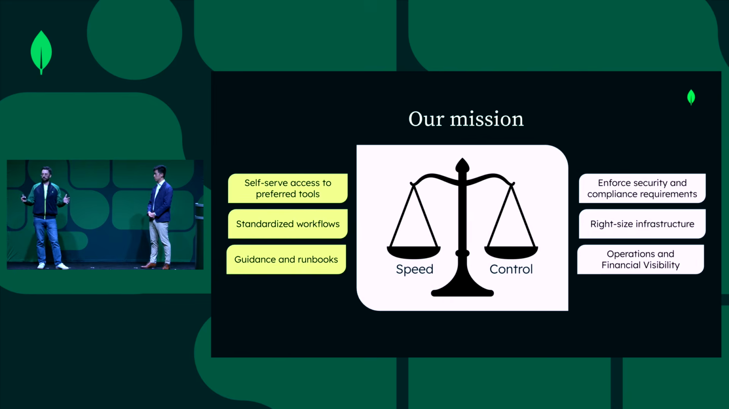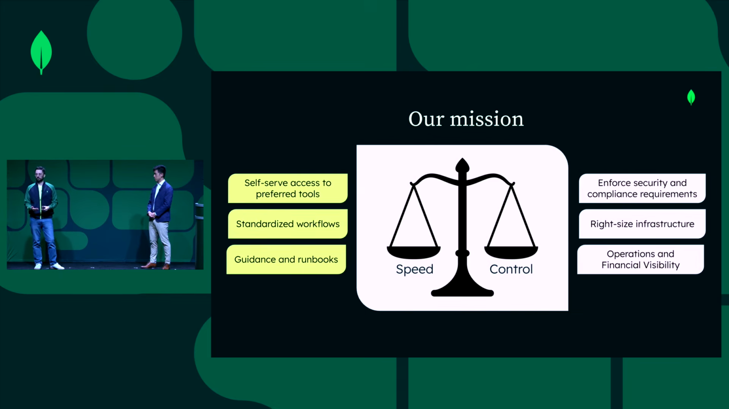There's really a spectrum that we see between speed and control. Everybody's going to fall on a different piece of that spectrum, but this is what a landing zone and an internal developer platform lets you realize. On the one hand, you might be really interested in speed, making sure that developers can build as fast as possible with as little friction as possible.